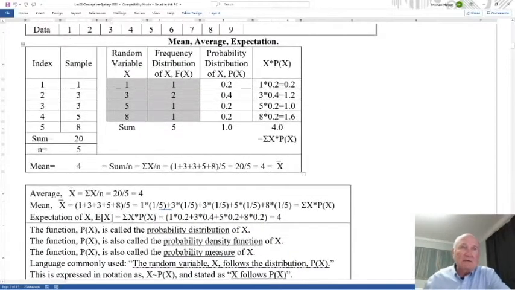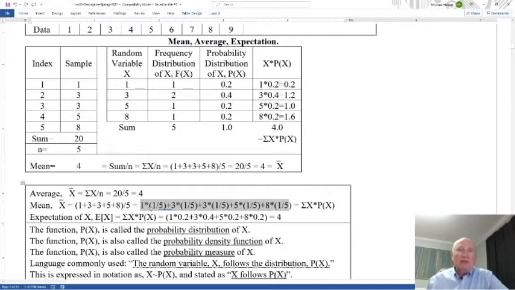Well, to summarize, the average and the mean are the same thing. And again, what I just said, I listed it here: x bar is the sum over 5, or I could divide through by 5. In other words, 1 times 1/5, 3 times 1/5, 3 times 1/5, 5 times 1/5, 8 times 1/5. But if I do that, then I can collect the 1/5, and that's x times the probability of x.